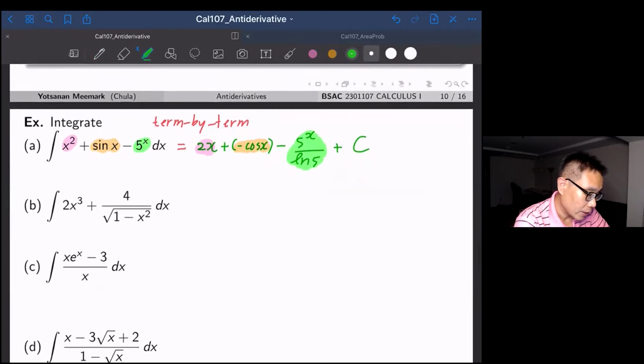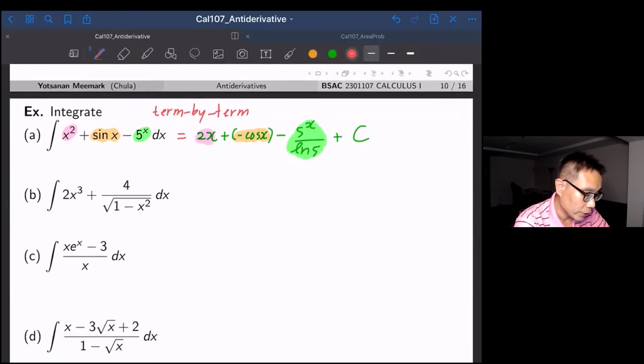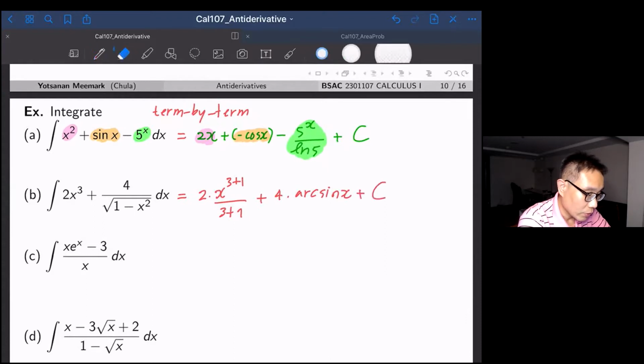For another one, you want to integrate 2x cubed. Okay, so this one you see it's going to be constant 2 times x to the 3 plus 1 over 3 plus 1. And you have constant 4. Integrate this guy is going to be arc sine x. Okay, and plus c. So this one will be your first term and your second term.